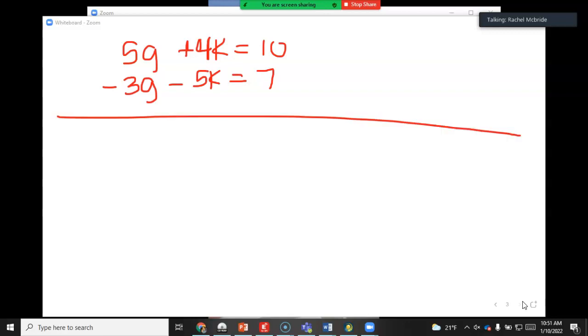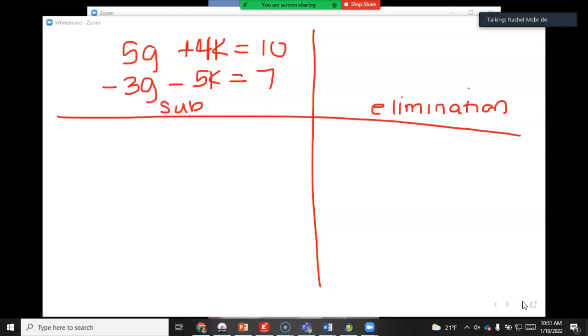So what I'm going to do is show you the problem done each way. We're going to do it with substitution and with elimination, just so you can see what to do in either case. So what I would do is choose to solve, let's say in this case, for g. And again, neither one is very nice.